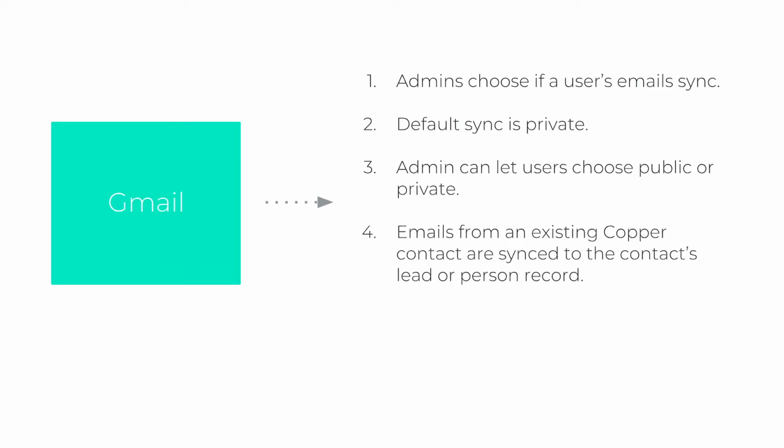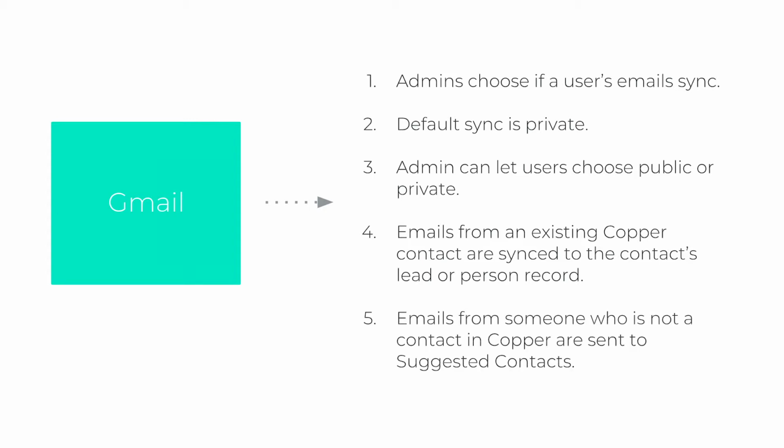Finally, when an email syncs to Copper from Gmail, it'll be added to an existing profile for the contact, either a lead or person record. If there's no lead or person record for that contact, the email sync will generate a suggested contact in your dashboard. Earlier, we saw suggested contacts when you click the home icon. You can then choose to add that suggested contact as a person in Copper.